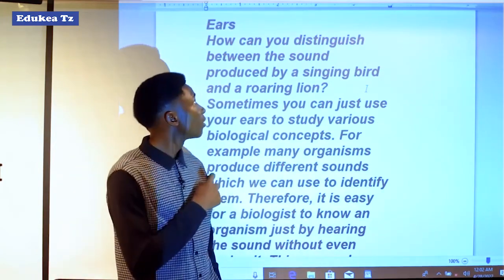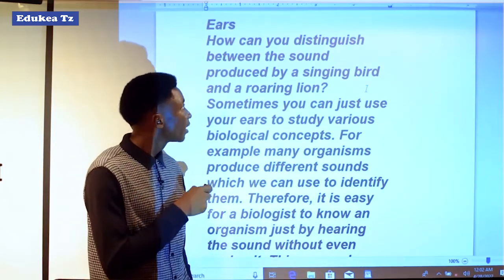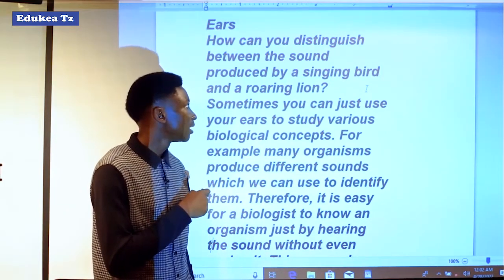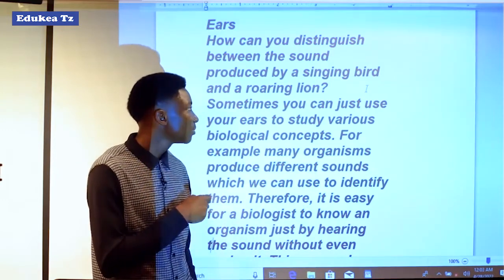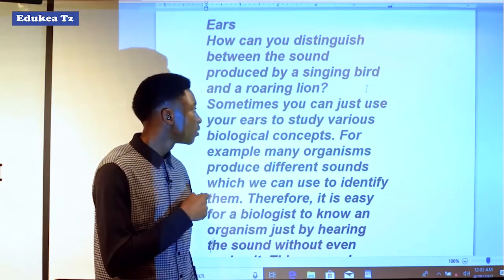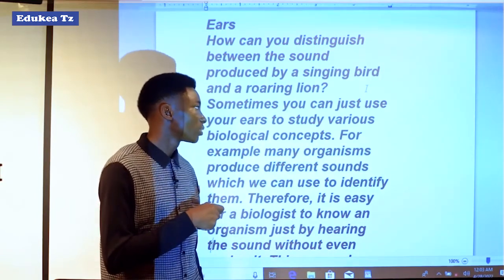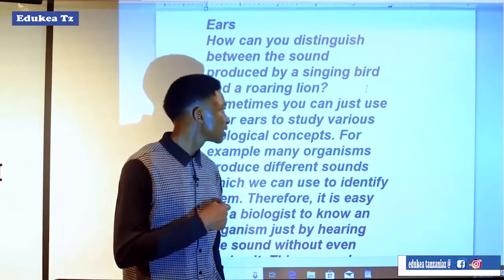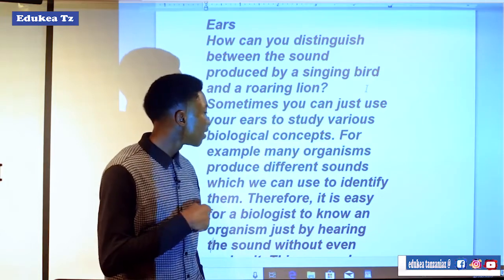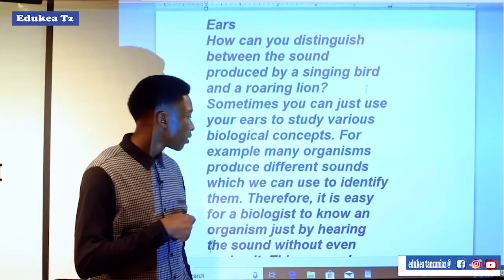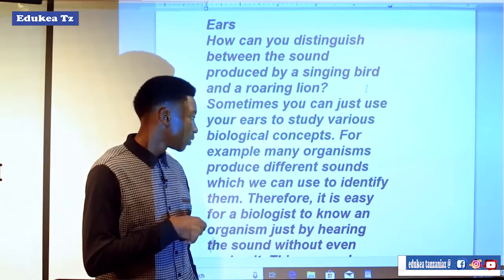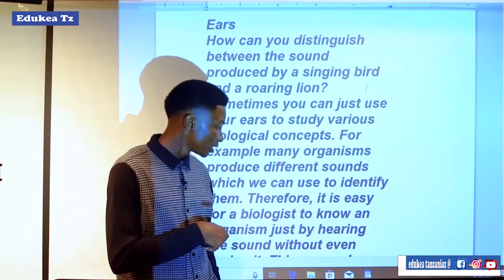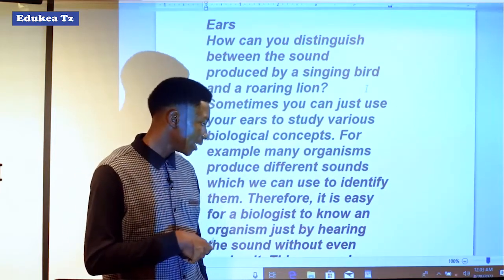Okay, so let's now come to ears. How can you distinguish between the sound produced by a singing bird and a roaring lion? Sometimes you can just use your ears to study various biological concepts. For example, many organisms produce different sounds which we can use to identify them. Therefore, it is easy for a biologist to know an organism just by hearing.